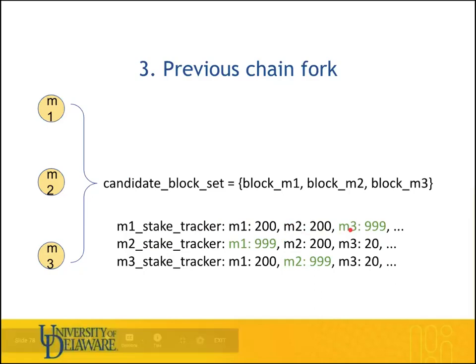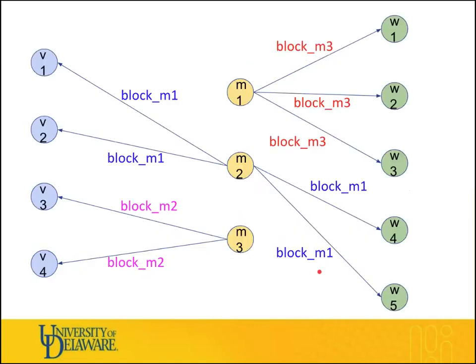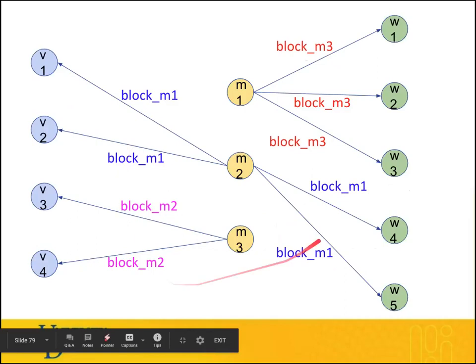So in M1's stake tracker, M3 has the highest. In M2's, M1 is the highest. In M3's stake tracker, M2 is the highest. As a result, different nodes send out different stakes. So this is a very extreme situation.